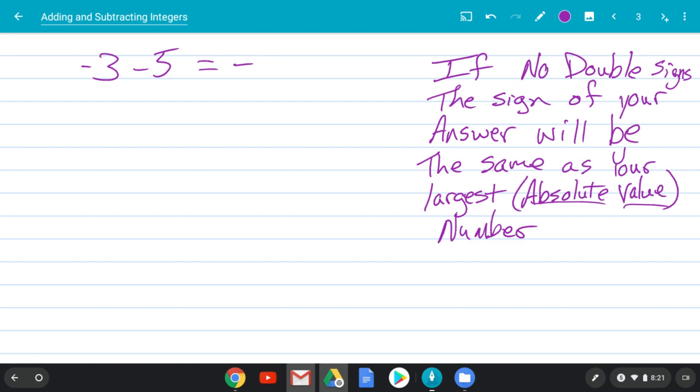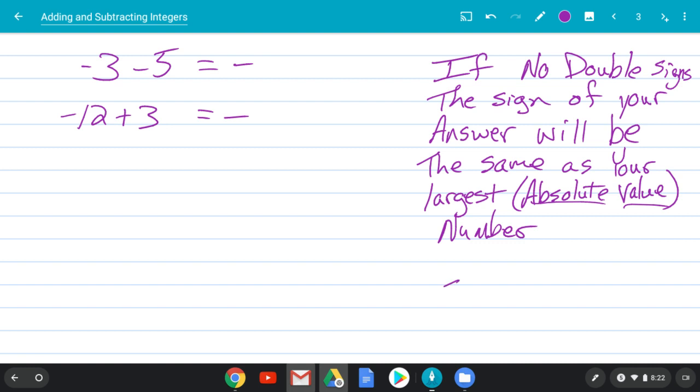If I had -12 plus 3, what is my largest number? 12. Again, we're talking about absolute value. So 12 is my largest number. Its sign is negative. So guess what? My answer is going to be negative. That will always be true the rest of the way. If we don't have double signs, whatever my biggest number sign is, when we're talking about addition and subtraction, that's going to be the sign of my answer. Are you with me? Okay.